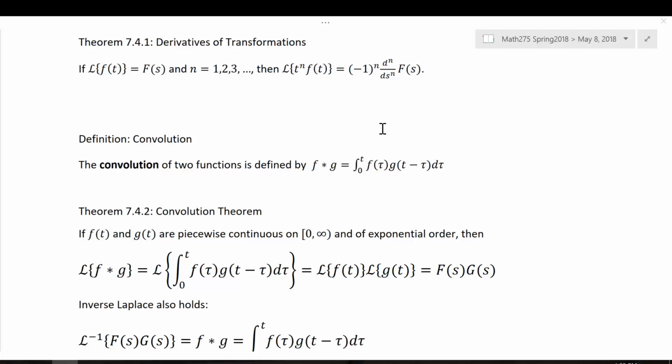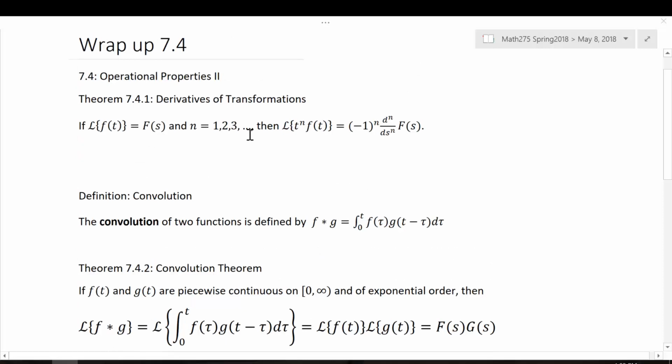Oh no, we did shifts on 7.3. So in 7.4, we took a look at another set of what they call operational properties, and that's the relationship between, in the real world, multiplying something by some power function or polynomial, and then in the Laplace world it becomes a derivative of something.